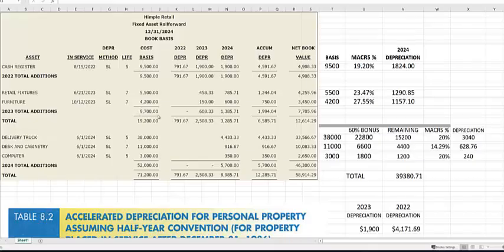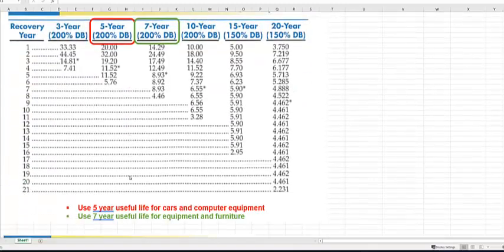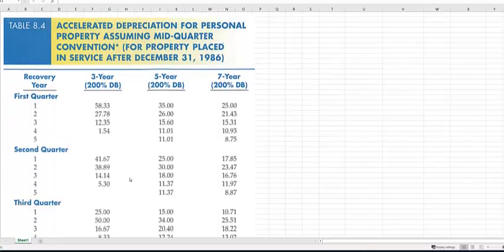So we have a total of 9,700. 4,200 was acquired in October, which is in that fourth quarter: October, November, December. So if I take 4,200 and divide that by 9,700, that's 43%. So over 40% of the assets were added in the fourth quarter. So we're going to have to go down and use the mid-quarter convention.